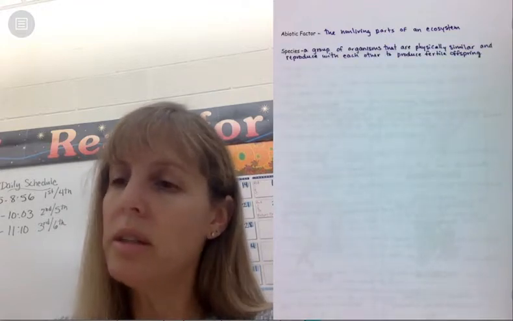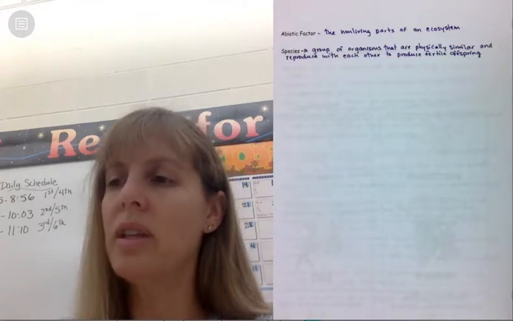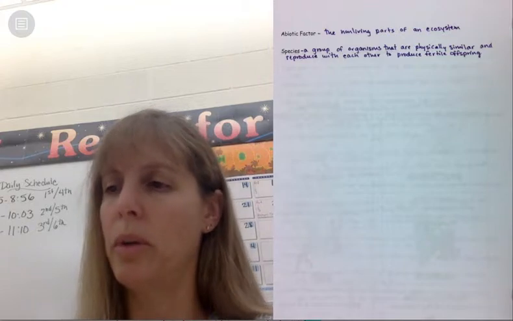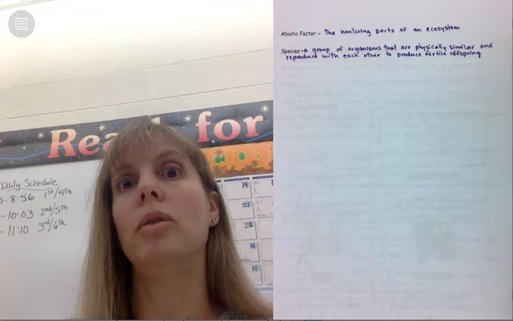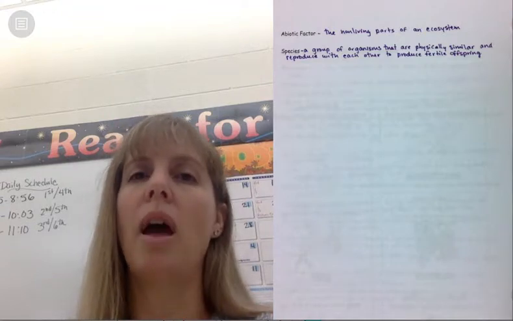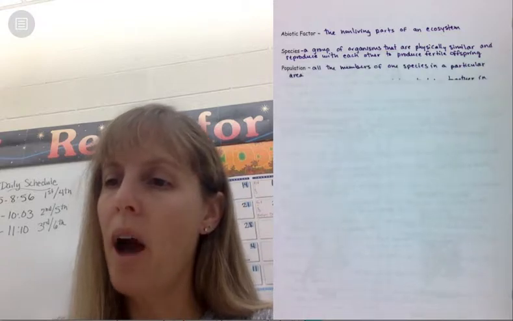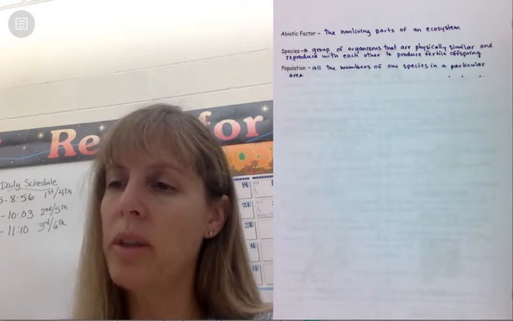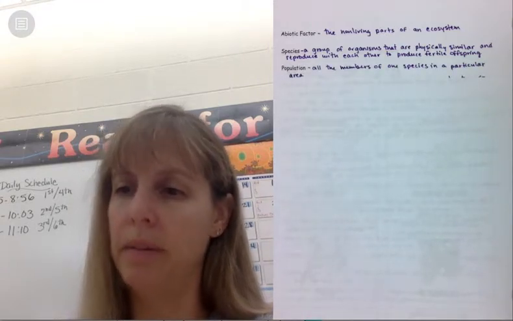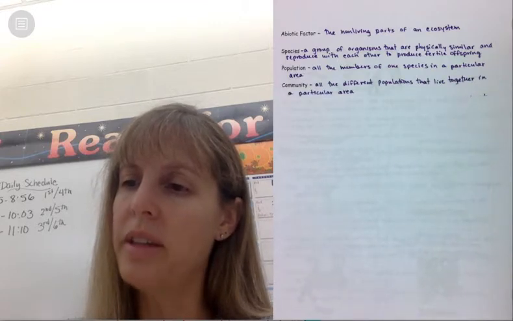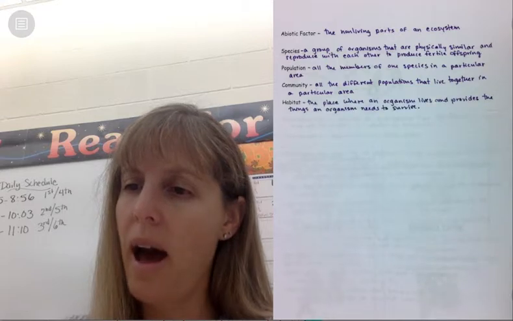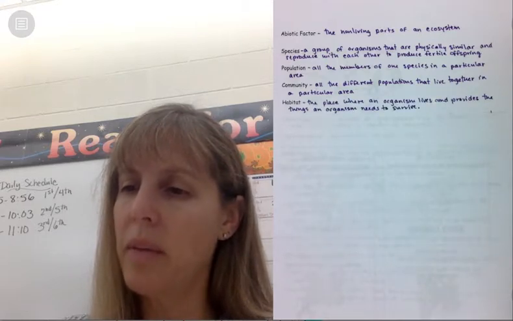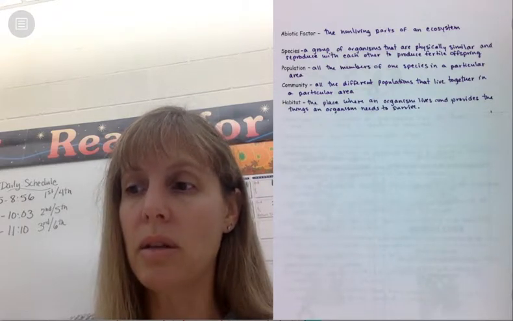A species is a group of organisms that are physically similar and reproduce with each other to produce fertile offspring. So remember, you have to be able to produce fertile offspring, which can produce more fertile offspring in order to be a species. A population is all the members of one species in a particular area. A community is all the different populations that live together in a particular area. A habitat is the place where an organism lives and provides the things an organism needs to survive.